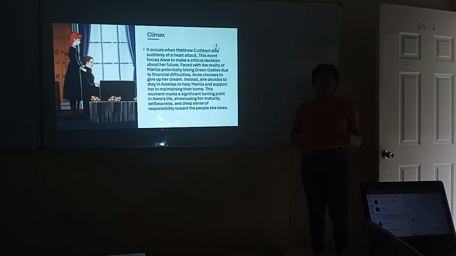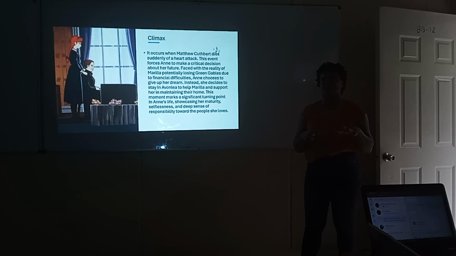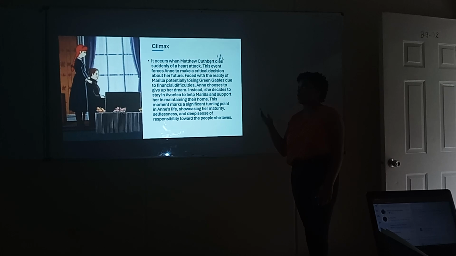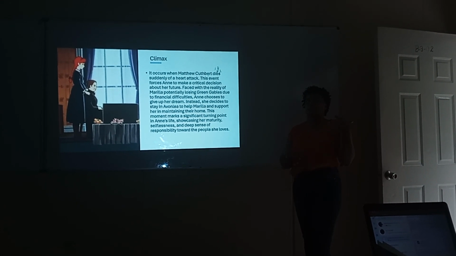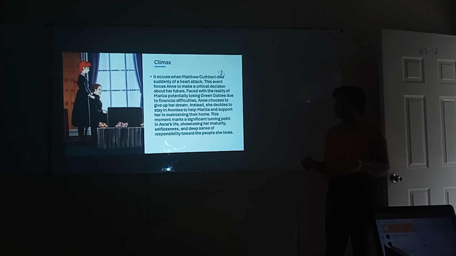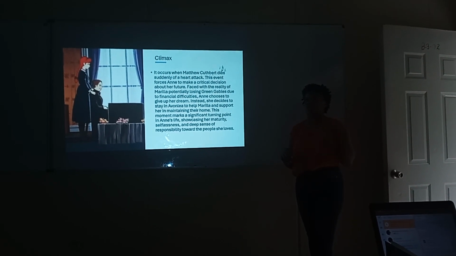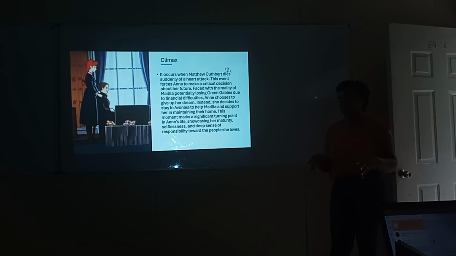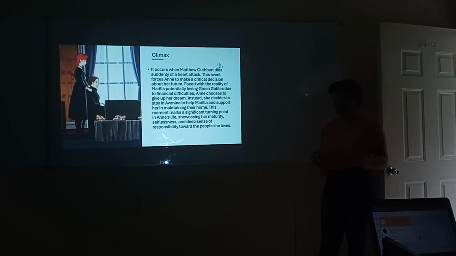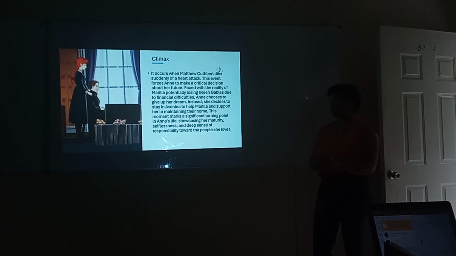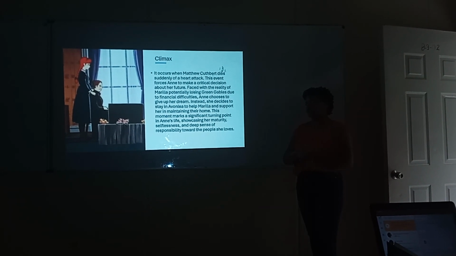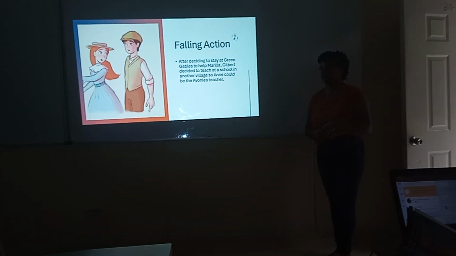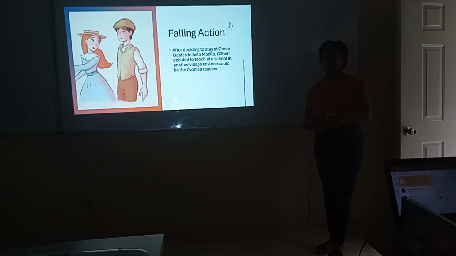And this event forces Anne to change everything that she has planned. She cannot move out of the village because she needs to help Marilla keep the farm, helping with the farm work, because Marilla was potentially losing Green Gables because of financial difficulties. So this moment marks a difference in Anne, showcasing her maturity, selflessness, and deep sense of responsibility towards the ones that she loves. Then we have the falling action, when she decided to stay at Green Gables.